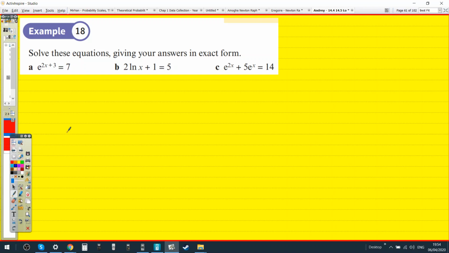What do you think? So okay, so I need to make each side have ln. So will it be ln x? No. What if I did this?